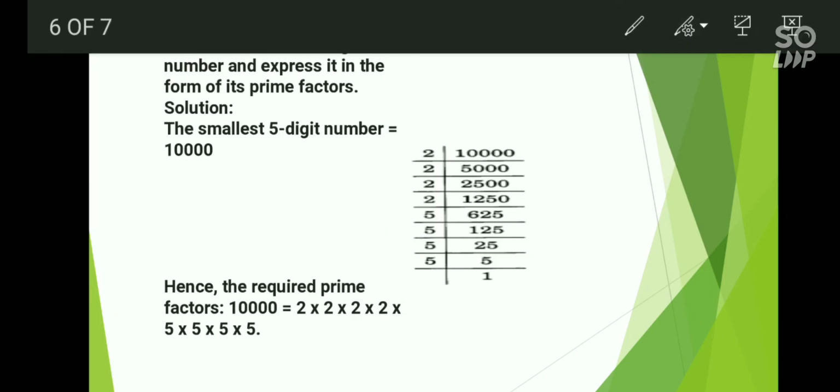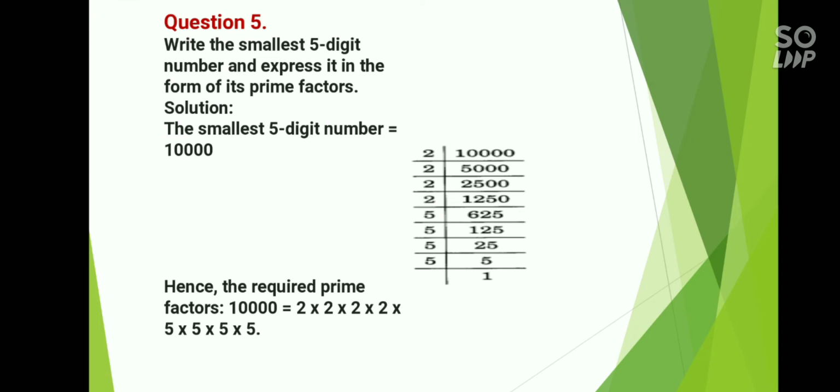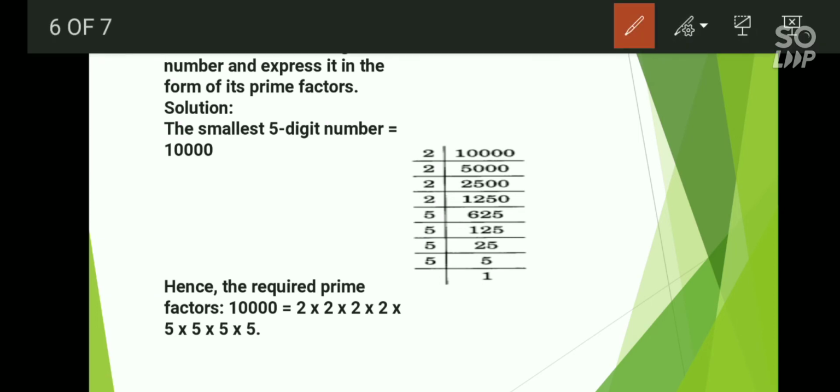The next question is question number 5. Write the smallest 5-digit number. Everybody knows the smallest 5-digit number is 10000. And we have to find the prime factorization of the smallest 5-digit number. It is divisible by 2. After dividing by 2, we get 5000.